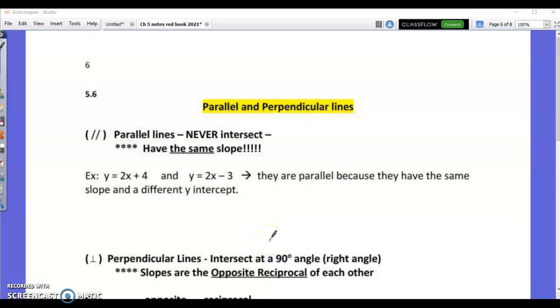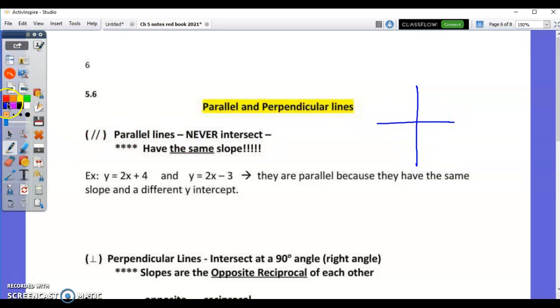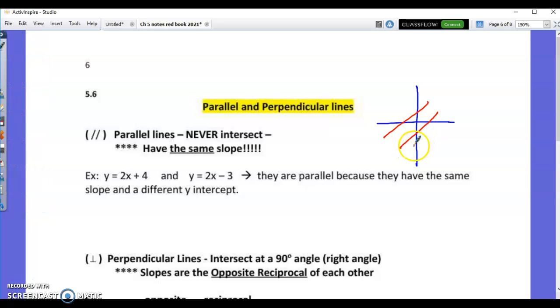Okay, so the final part of this that we need to cover that goes along with still writing linear equations is comparing parallel and perpendicular lines and their graphs. Parallel lines never intersect, so if I have a graph, I could draw two lines that are parallel, meaning they'll never intersect, and what that means is they have the same slope.